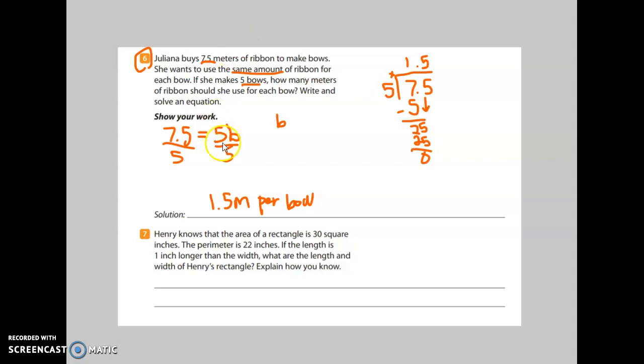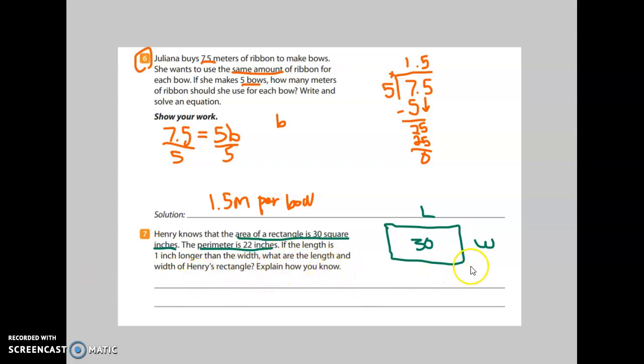Henry knows that the area of a rectangle is 30 square inches. So first, I'm going to just draw this rectangle because I need to see it. So, a rectangle, and I know that the inside value is 30. The whole area is the inside. Okay. The perimeter is 22 inches. This is the length, this is the width. If the length is 1 inch longer than the width, what are the length and width of Henry's rectangle?